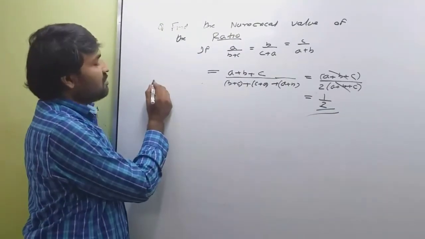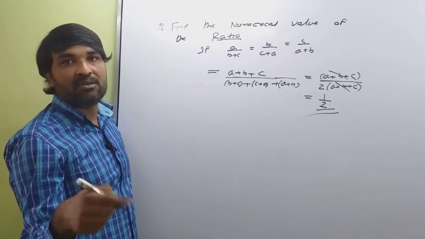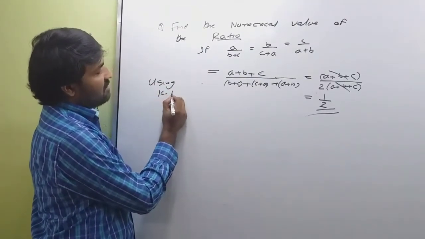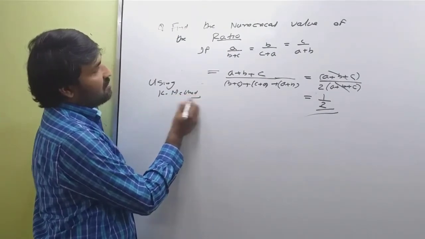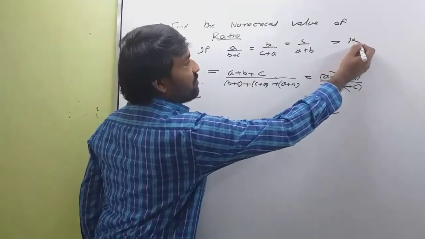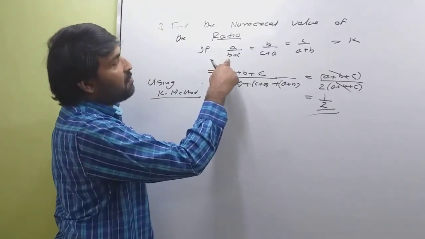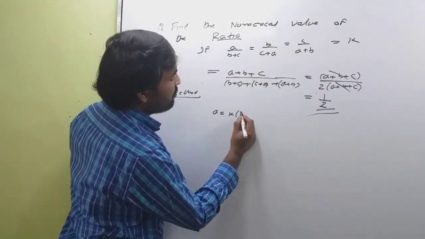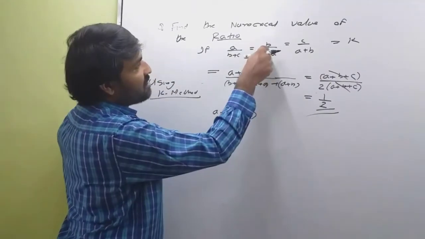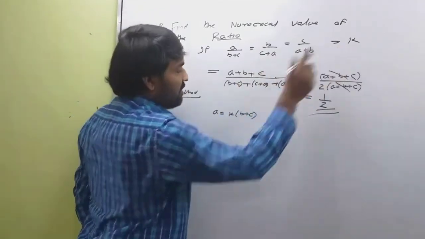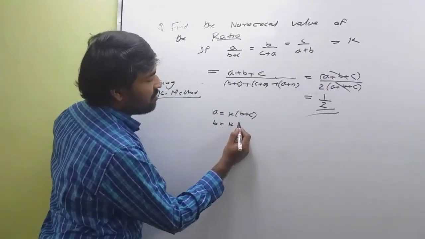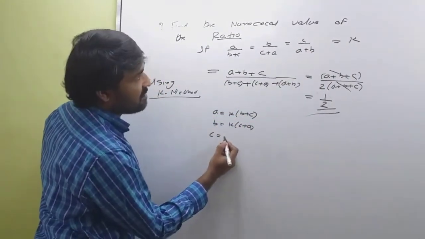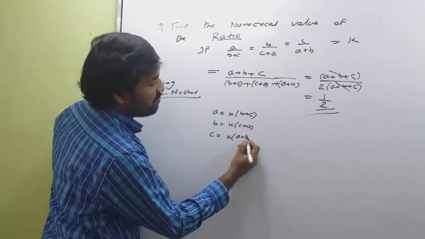So we can do this by using K method also. So using K method, we can put this is equal to k. That implies a by b plus c is equal to k, or a is equal to k into b plus c. From this, b by c plus a is equal to k, or b is equal to k into c plus a. c by a plus b is equal to k. That implies c is equal to k into a plus b.